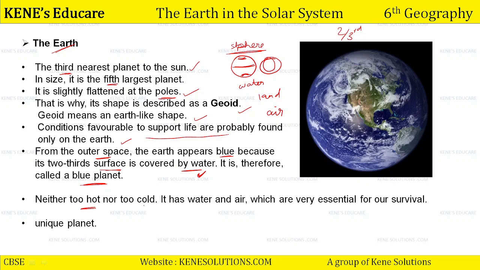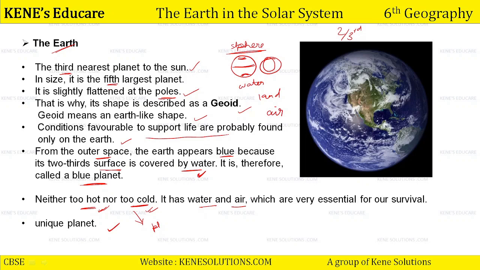Neither too hot nor too cold. It has water and air, which are very essential for our survival. Now you will say, ma'am, Earth is very hot. It's too hot already, and sometimes it's too cold also. The Arctic and Antarctic regions are very cold. They are always filled with ice. But whenever we say Earth is not too hot or too cold, we are just comparing it with other planets. In comparison to other planets, Earth is not too hot or too cold. It's a unique planet because it's not too cold, not too hot.